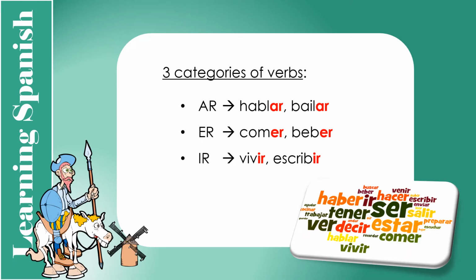In Spanish, we have three categories of verbs. Verbs ending in AR, like hablar and bailar, to speak and to dance. Verbs ending in ER, like comer and beber, to eat and to drink. And verbs ending in IR, like vivir and escribir, to live and to write.